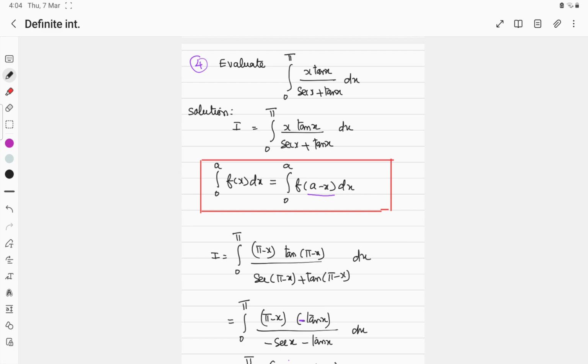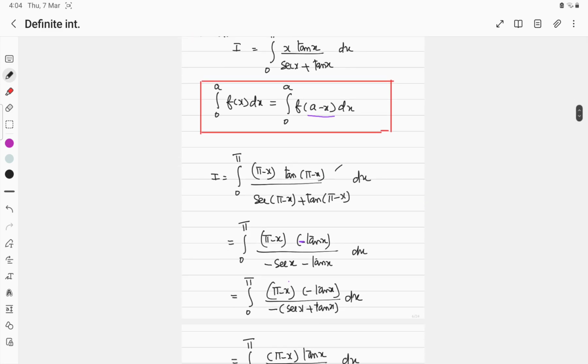Next one, evaluate 0 to pi x tan x by secant x plus tan x dx. Solution. Here take I is equal to 0 to pi x tan x by secant x plus tan x dx. Using the property 0 to a f of x dx is equal to 0 to a f of a minus x dx. Here a is equal to pi. Therefore 0 to pi, x becomes pi minus x. Here tan pi minus x by secant pi minus x plus tan pi minus x.